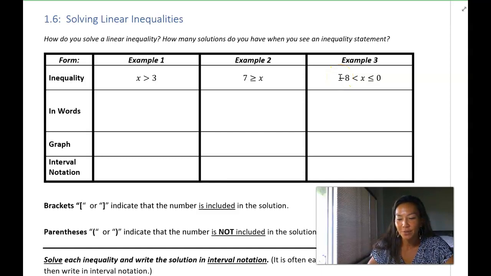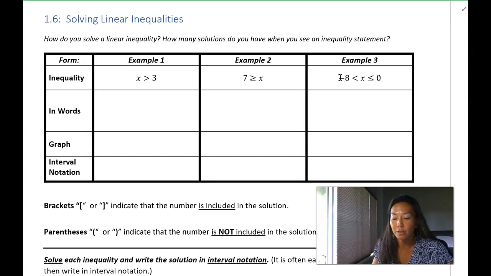All right, guys, we are now moving into section 1.6, solving linear inequalities. This should be a review. It's pretty much everything that we've done before as far as solving equations, very similar. The only addition is graphing the domain and range and understanding when to flip the inequality symbol. So let's do this first section and then we'll go into solving.